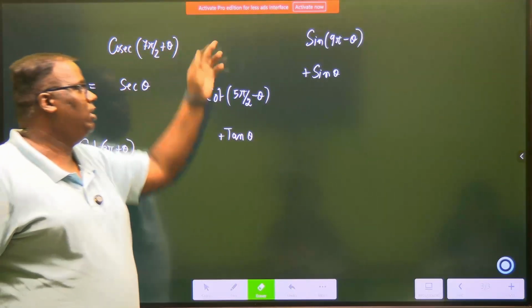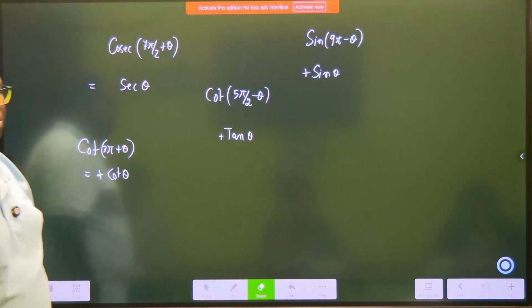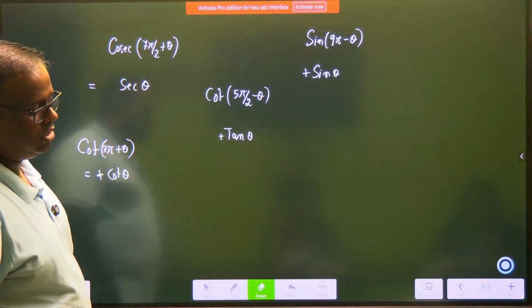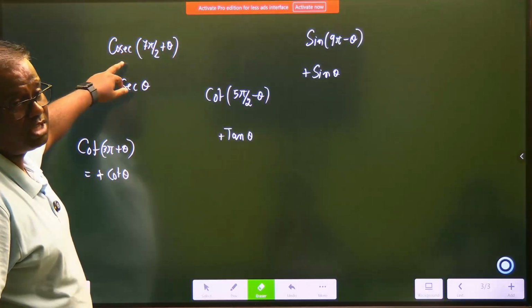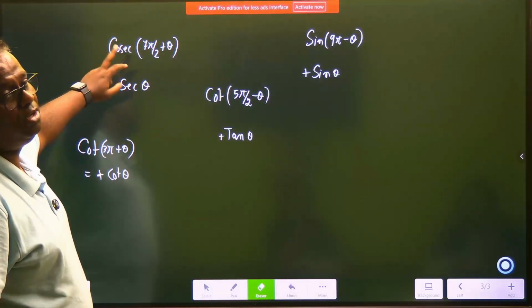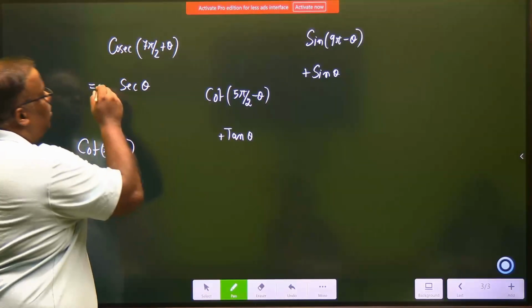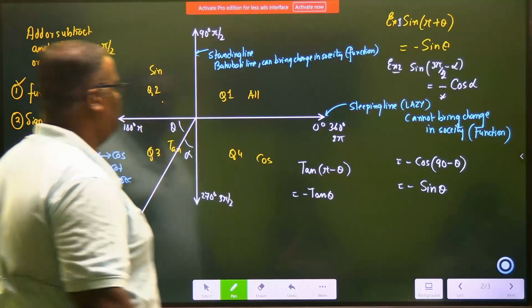7 pi, 1 pi, 3 pi, 5 pi, 7 pi. 7 pi plus theta means you will be on fourth quadrant. On fourth quadrant, sine, tan, cos are allowed to be positive. But your parent function is cosec, which is reciprocal of sine. So this will be negative, no doubt about it. Okay, let's check anyone at the back side whether we were right.